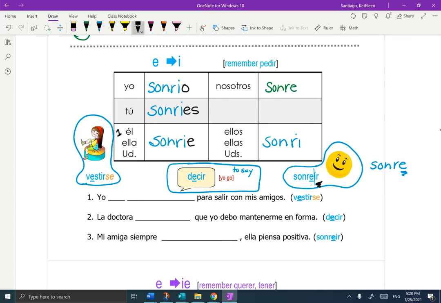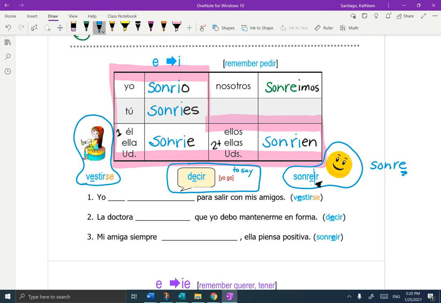One person, one vowel, sonríe. Nosotros sonreímos, because it's an IR verb. Ellos, ellas, ustedes, two or more people, they go in the van, sonríen. Okay, we just conjugated an E to I stem changer. First thing I'm going to do is draw in my chart to have a boot so that I know that everything inside the boot took the stem change.